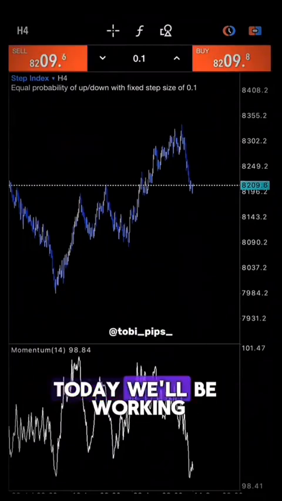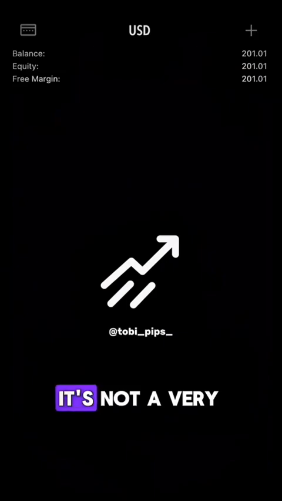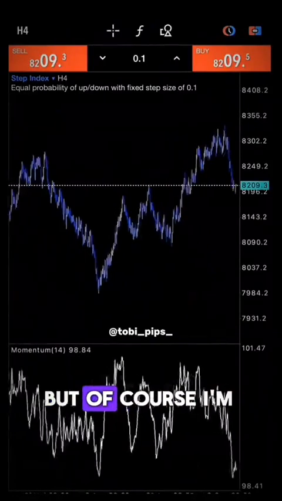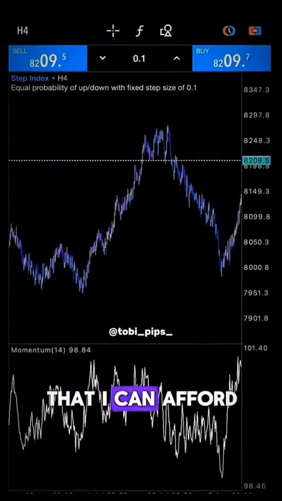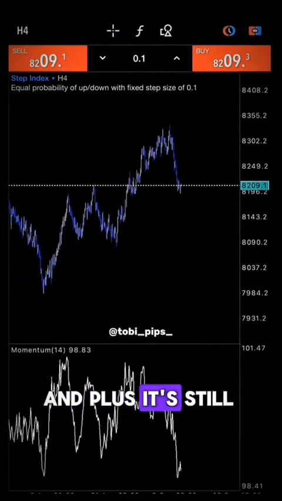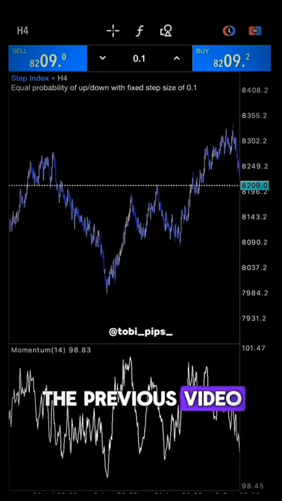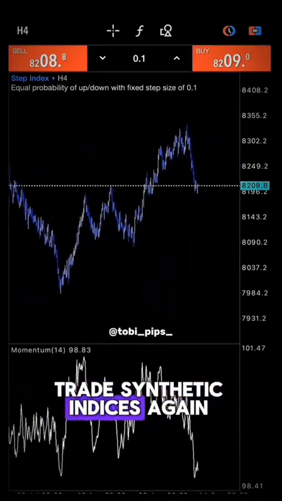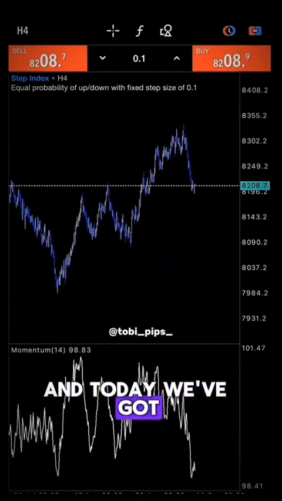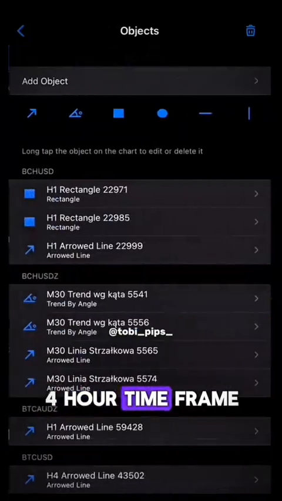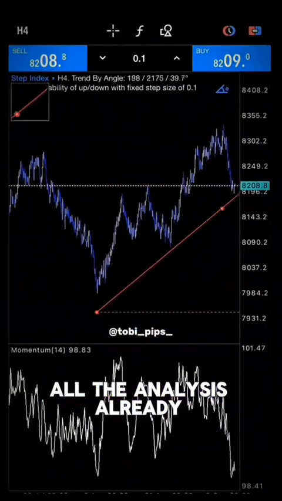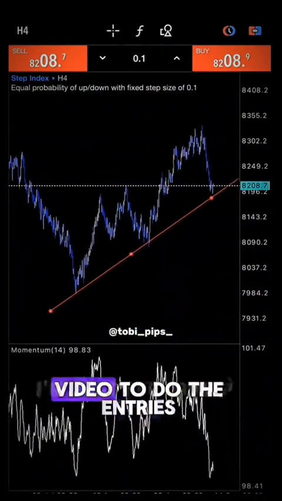First time. Today we'll be working with this account right here. It's not a very large amount, but of course I'm trading with an amount that I can afford to lose, and plus it's still the same account from the previous video, and I decided to trade synthetic indices again. And today we've got step index on the 4-hour time frame. Of course I've done all the analysis already. I'm just recording this video to do the entries.